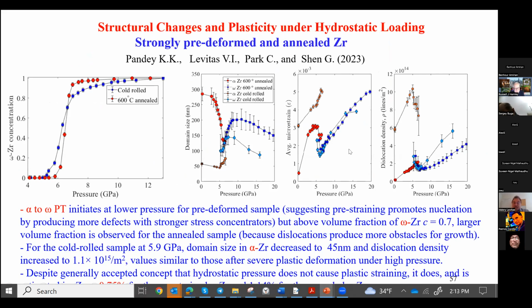Yeah, this is very important, and I would like to stress even before the phase transition. For example, here is the increase in dislocation density under what we call hydrostatic loading to 5 GPa before the phase transition started. This is for plastically predeformed material, and it grows from 6 to 1.1, 10 to 14, in units of 1 over meter squared. Such dislocation density is the goal of the community which produces nanograin materials with severe plastic deformation. So even just under hydrostatic conditions, it grows significantly.